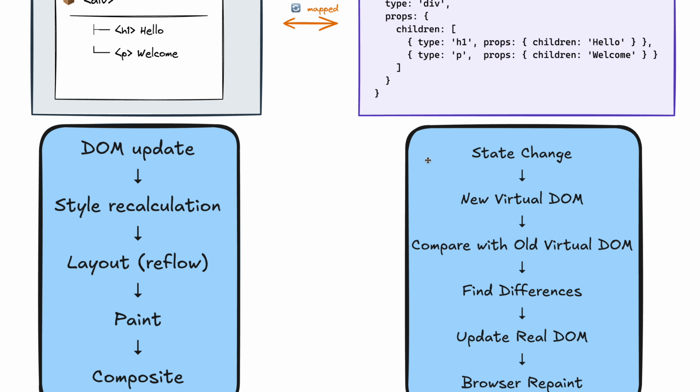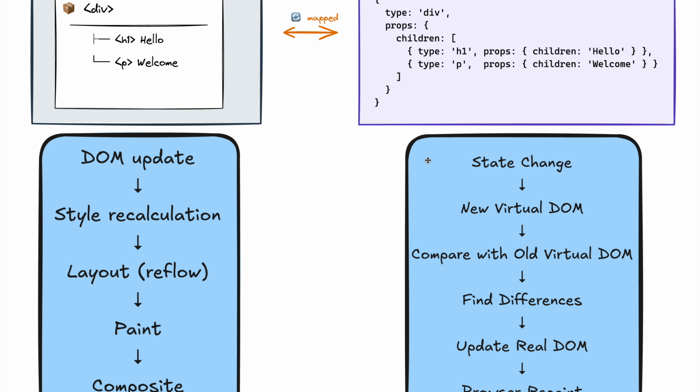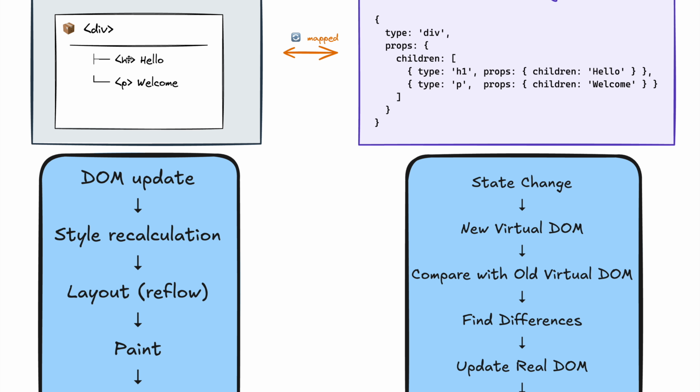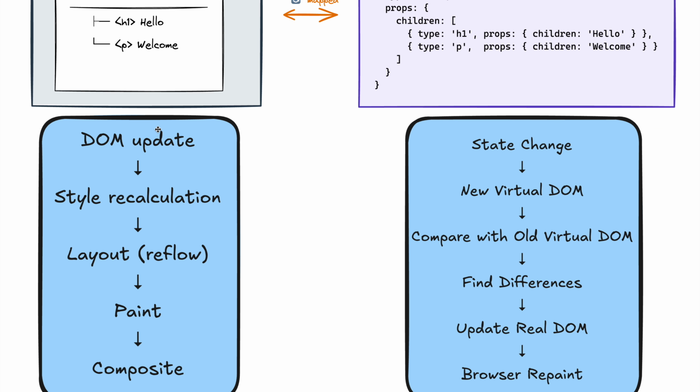Every time we are updating the DOM, let's say we are updating in our real DOM tree this h1 value from hello to hi, it means that we need to show that on the UI, on the browser side. So for that, the browser updates the DOM, and after that it does the following: style recalculation, layout, paint, and composite.